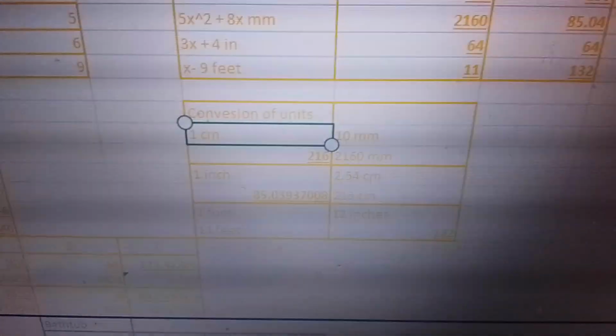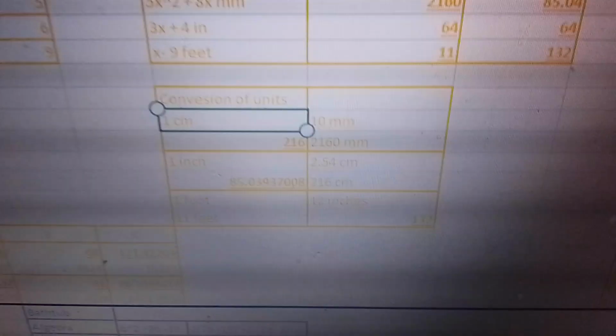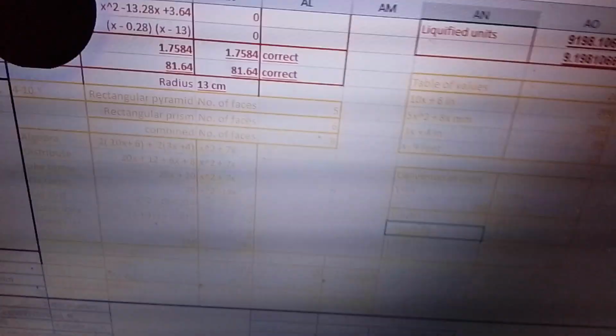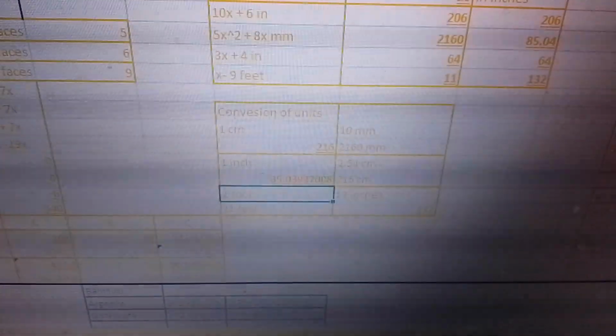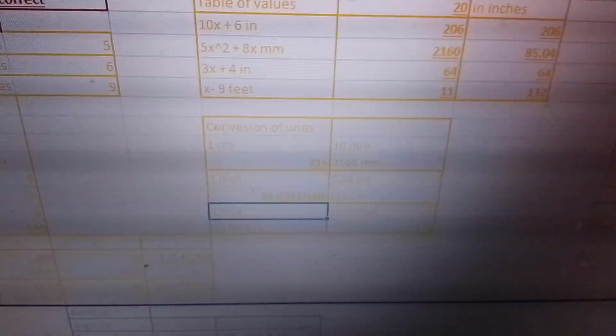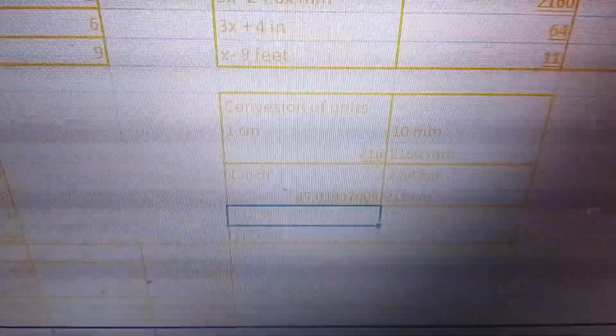Ganito kasi yung nangyari. Remember sa table ng units, ganito yun. 1 cm is 10 millimeters. So we should get 216. Then 1 inch, 216 divided by 2.54, ganito yung sagot. Yes. And we should get 85.03 or 85.04. Or, to make life easier, 85 inches na lang. Okay? Siguro mas madali, 85 na lang.